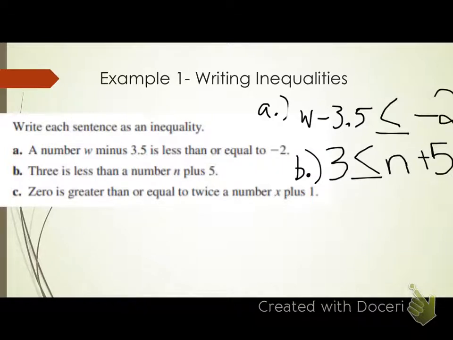Very good. You're close, but it's okay. You learn. Now do we agree on it? Yes. Good. 3 is less than a number n plus 5. Are we okay with that? Yes. Are we okay with A and B? Any questions so far?